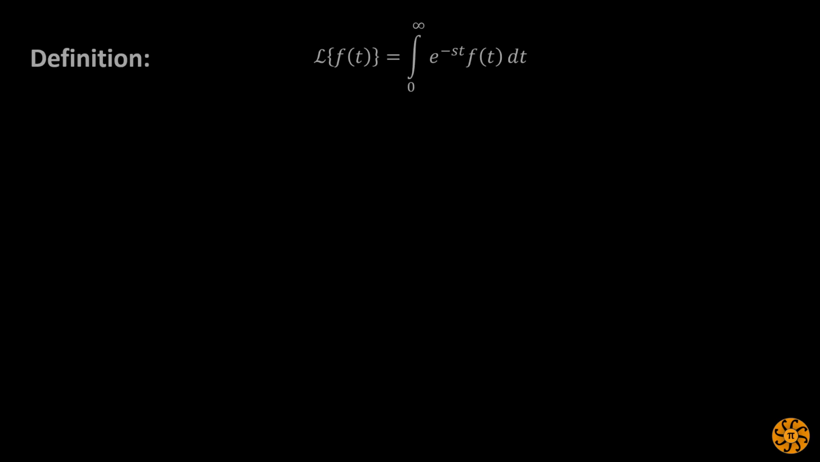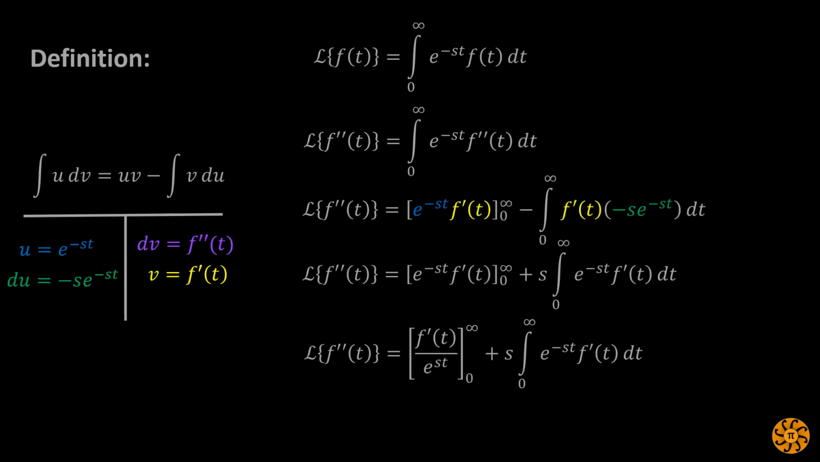Again, start with the definition, but this time substitute in f double prime of t. Integrate by parts, and just like before, rearrange. Here we have the Laplace transform of f prime of t, so we can rewrite using that notation.